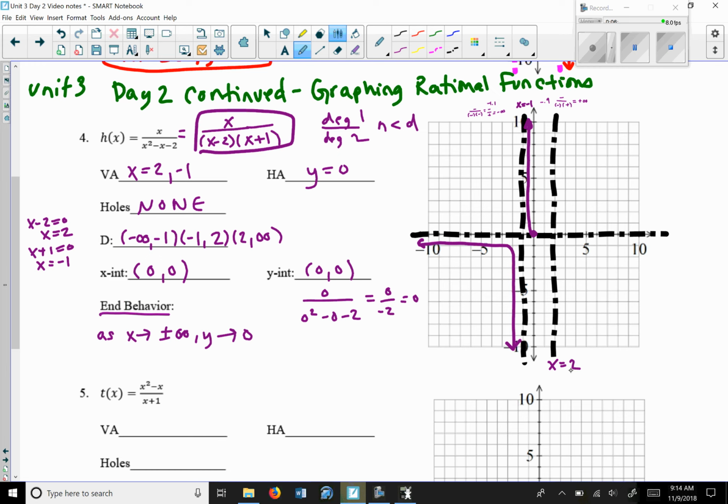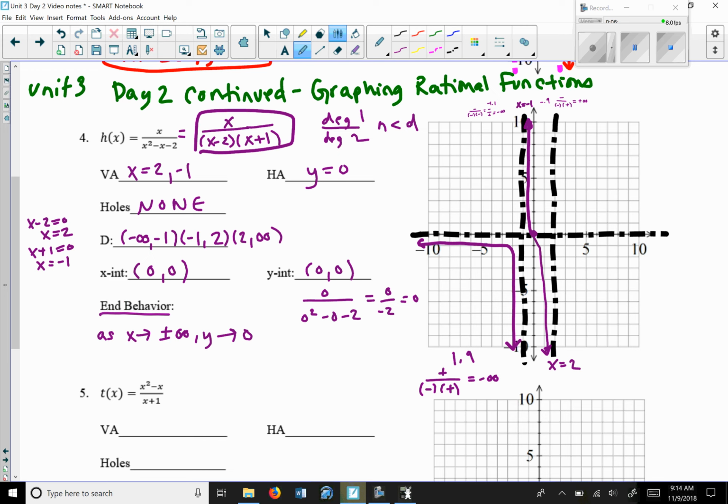So something to the left of 2 but close to 2 would be 1.9. So if I think about plugging 1.9 into this function, 1.9 in the numerator would just be a positive number, and 1.9 minus 2 is a negative number, and 1.9 plus 1 is a positive number. So if I have a positive divided by a negative, that tells me I'm going towards negative infinity. So that means as we're approaching this vertical asymptote of x equals 2, the closer and closer I get, the larger and larger negative numbers I'm getting. So I'm going down towards negative infinity here.